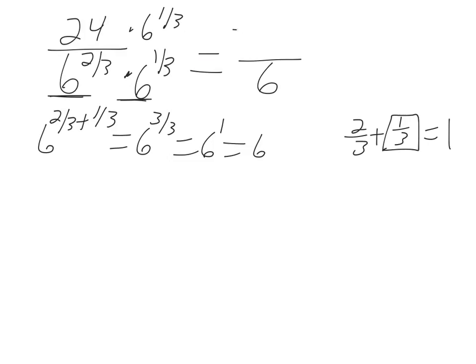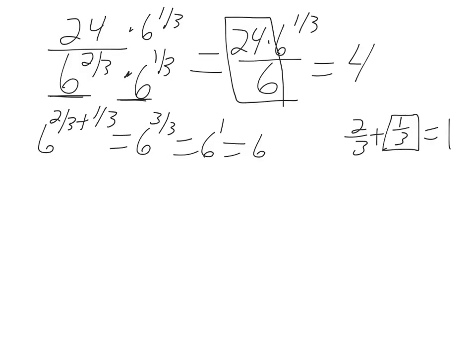Then on the top we have 24 times 6^(1/3). Alright, then simplify it a little bit. Look at that right there. 24 over 6 simplifies down to 4, and we still have the 6^(1/3). And there would be your answer.